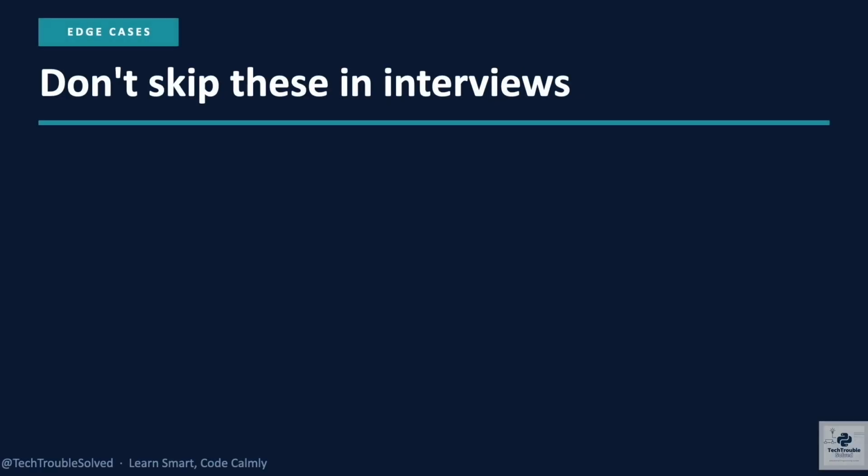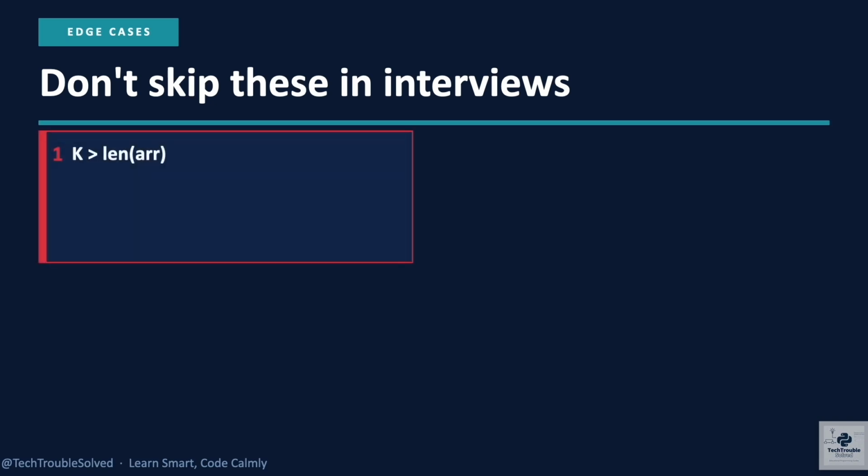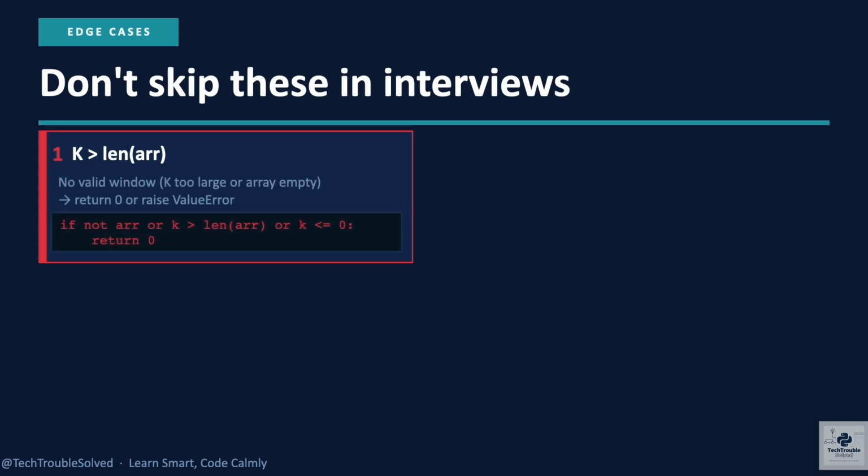Strong candidates mention edge cases before being asked. Here are the 4 you need for this problem. Case 1. K is larger than the array. There is no valid window. We handle this with the guard clause we already added at the top of our function. Return 0 or raise a value error.